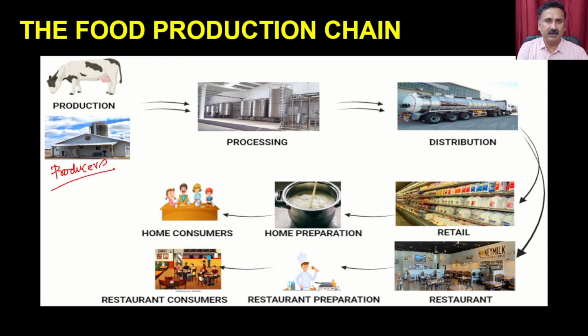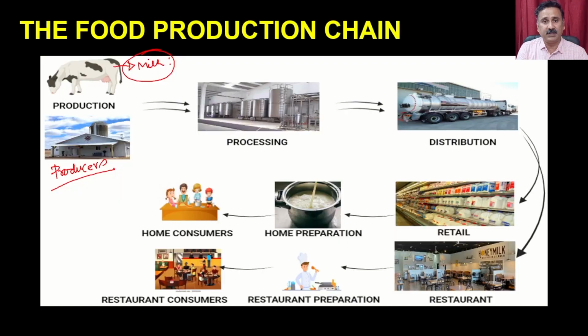The producer could be the cow, which is going to give you the milk. Or you can have other kinds of producers, like the egg, and within poultry you can have egg and meat and other things. So it will start from the producers, right? Then whatever produce they generate is going to be in a crude state, so it is going to go into a processing unit.